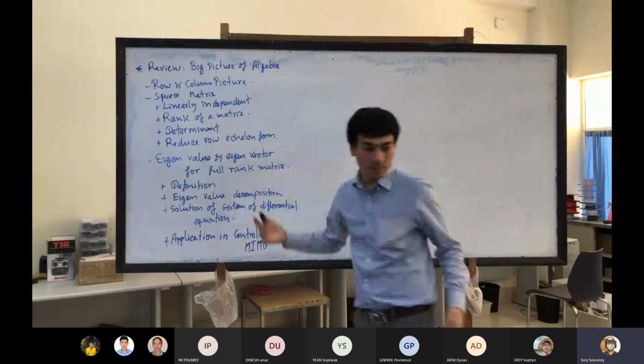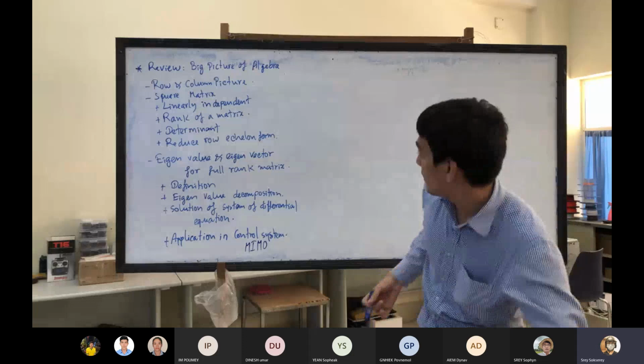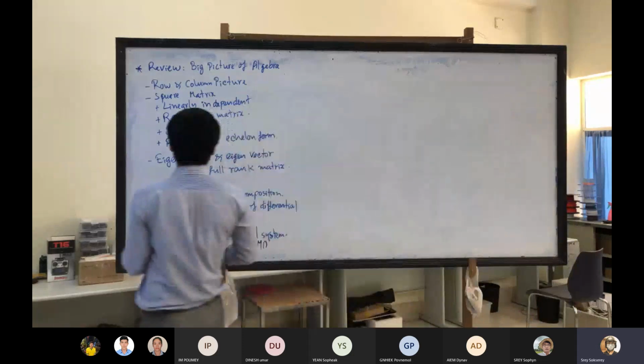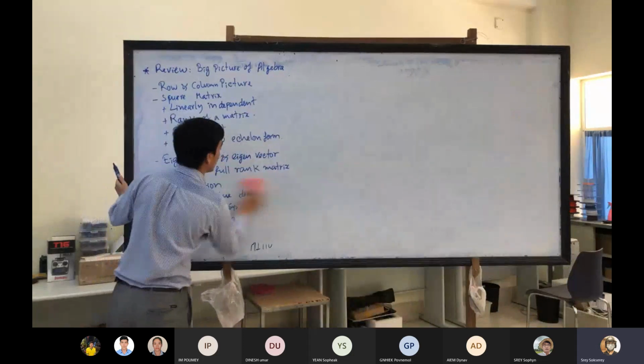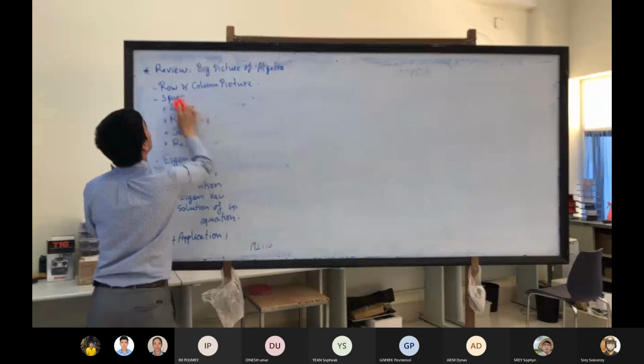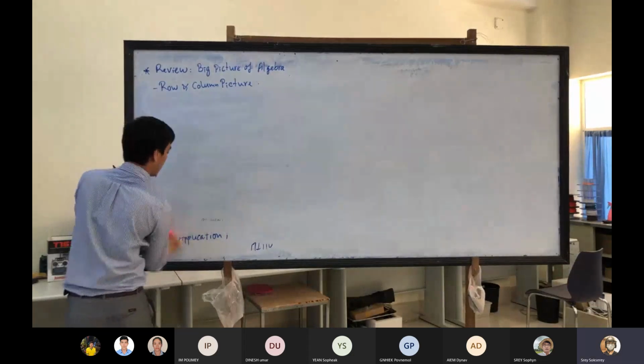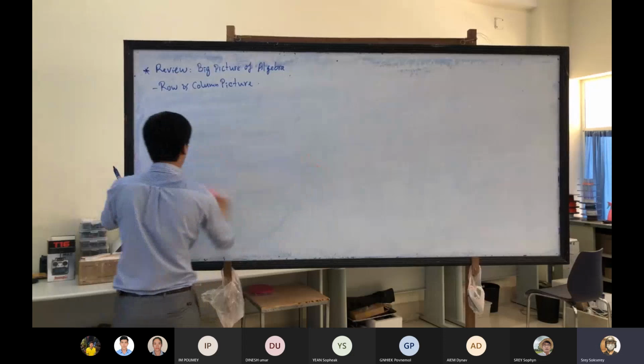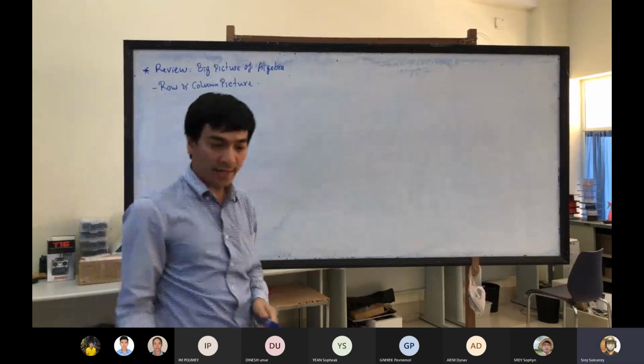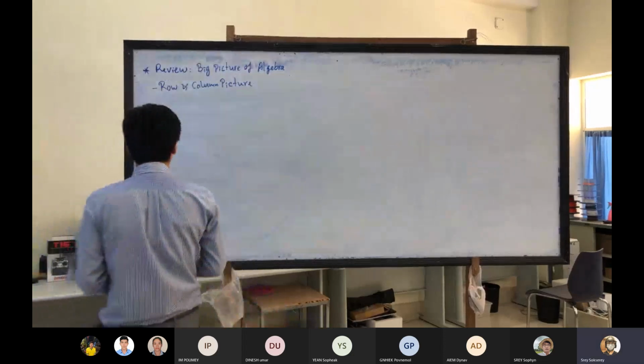Okay, so I think you already have this list. I can erase it and just leave one. So first, it's about the row and column picture. So what does it mean?